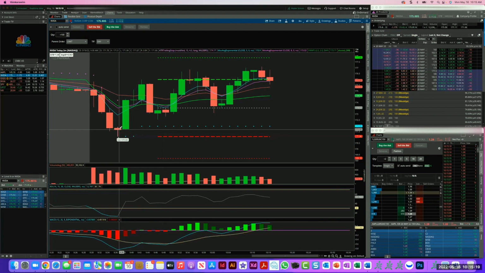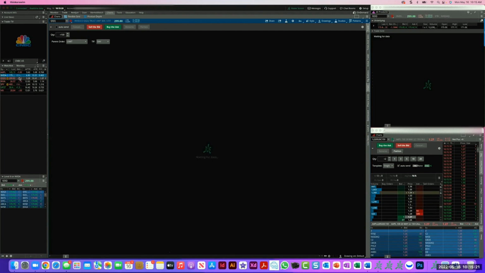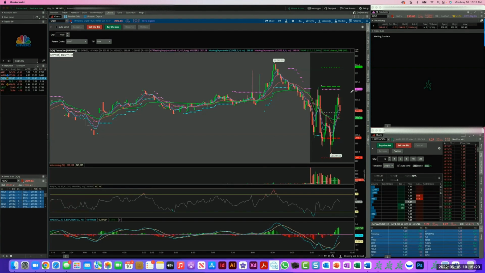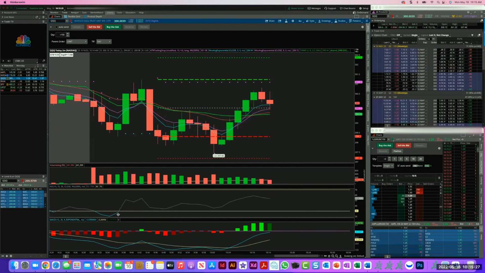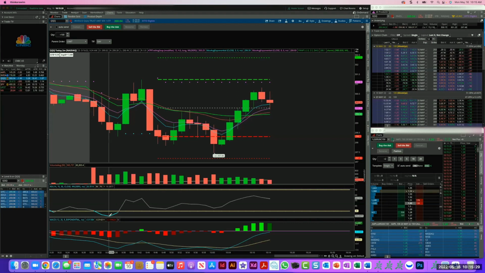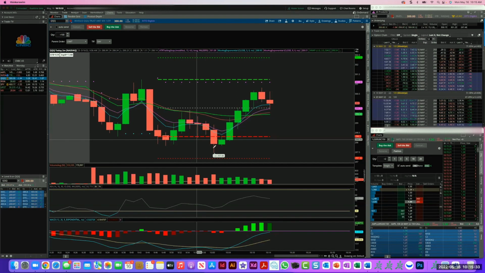We'd be profitable. On the Qs, a lot of volatility on the Qs. Again, we'd have looked to get in on the Qs here, which would have been maybe a little bit early, but we would have stayed in based on what we're seeing.